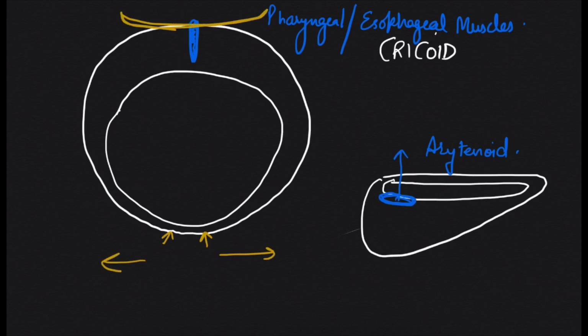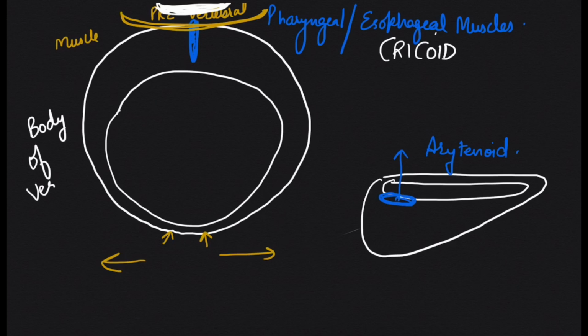This can be palpated. We can hold this anteriorly and move it side to side. When we move it side to side, the posterior surface rubs against the prevertebral muscles and the prevertebral space, or you can say the body of the vertebra. It will actually rub against the body of the vertebra. When we rub it, it produces a sound which is called the laryngeal crepitus.